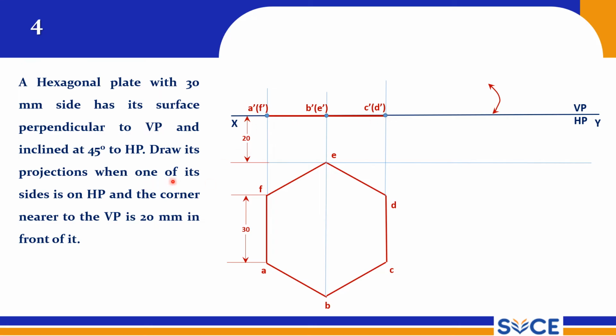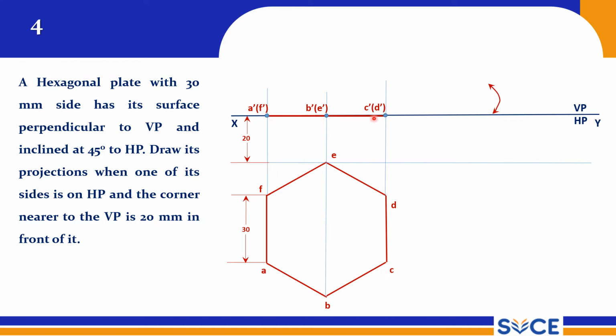Now this condition is satisfied. So it is resting on AF. It is this side, right? So it is resting on one of its sides, and this is now perpendicular to VP. The surface itself is perpendicular to VP. So it is resting on AF. Now this should be drawn, right?